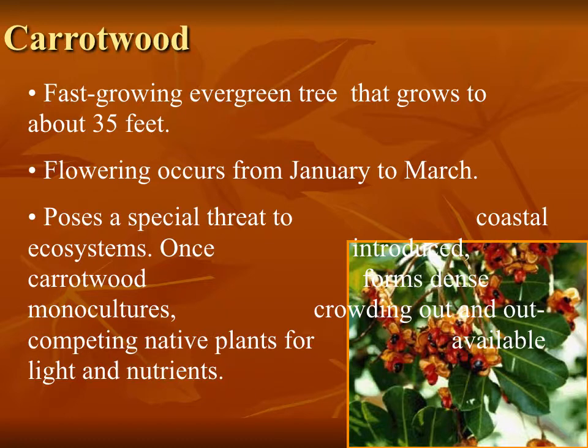It's a fast-growing evergreen tree. A lot of people want fast-growing, evergreen, and ornamental trees. Flowers January into March. The flowers are not that particularly ornamental. Again, it was introduced here. It forms monocultures. It produces an abundance of seeds, and it is dispersed by, obviously, mammals, birds, and things like that.